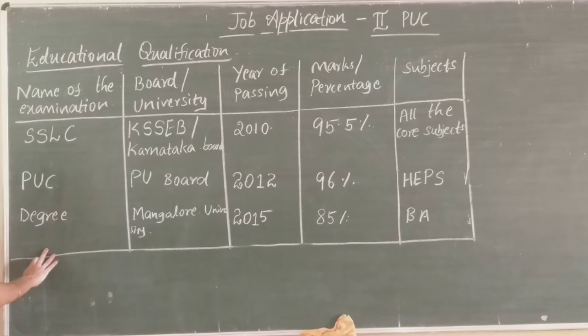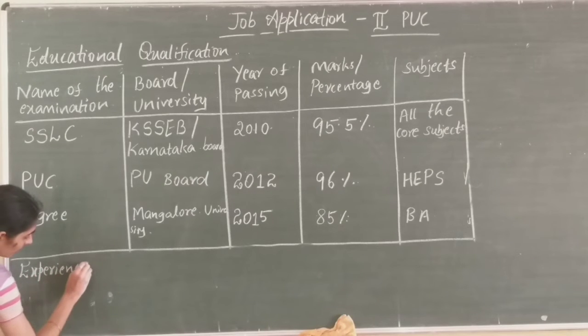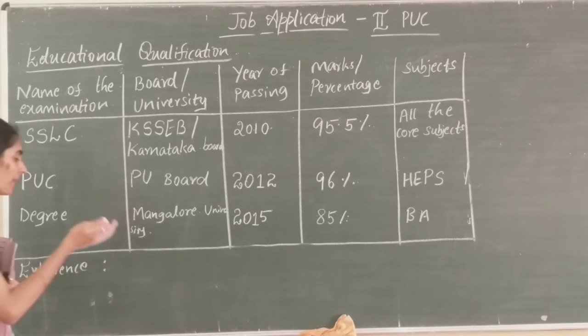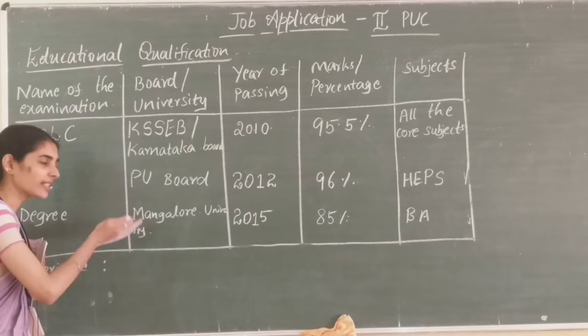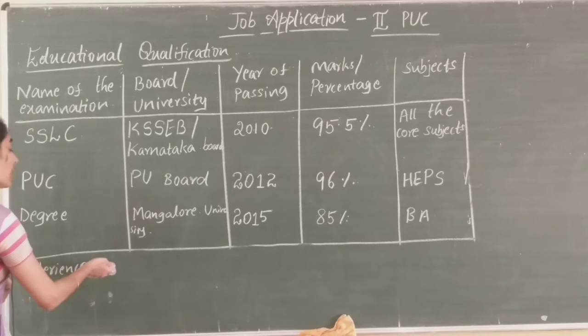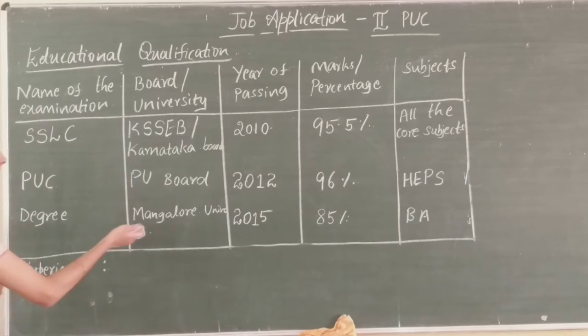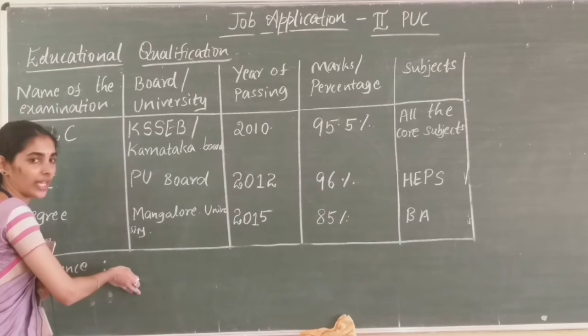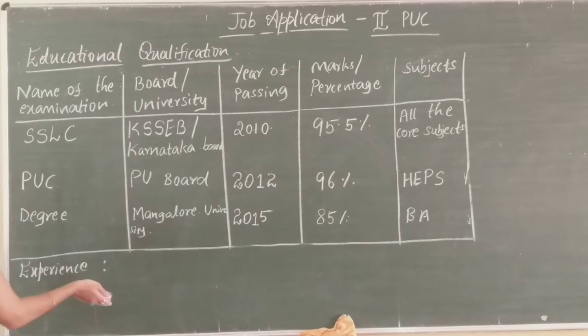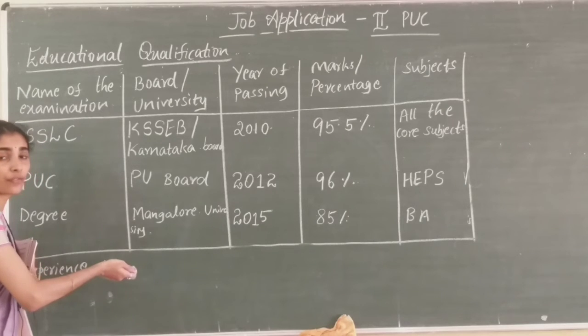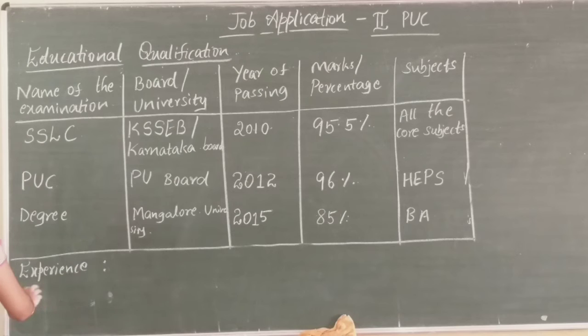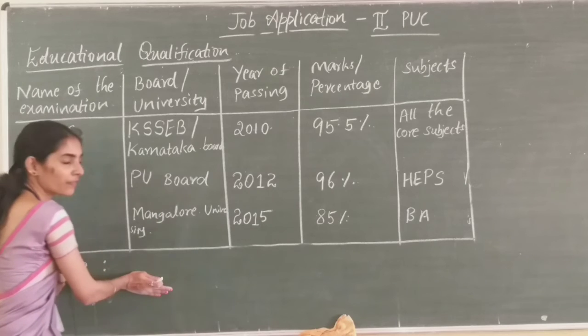So what is next? After writing your educational qualification, below it you have to leave a line. Then you have to write experience. What is your working experience? Because they have asked that a candidate should have minimum 2 years of experience. So here, since you started working at the age of 26, you can write maybe 3 years of experience. If you are 26, obviously it would be 3 years of experience.